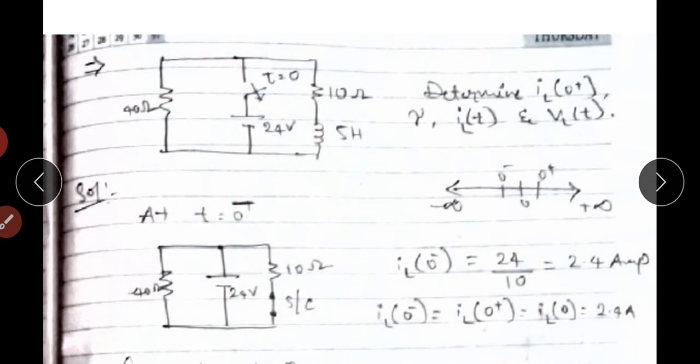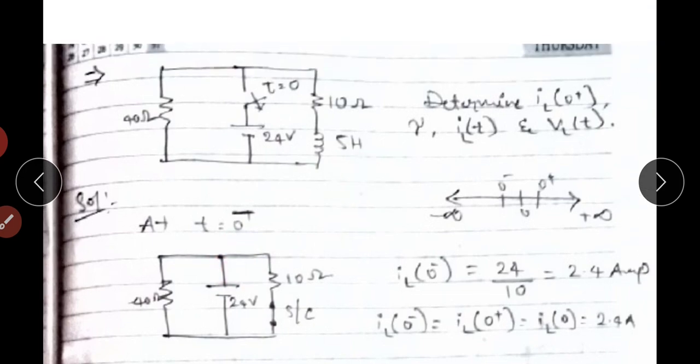So draw the t equals 0 minus circuit. At t equals 0 minus, the switch is in the closed position. Why? Because the switch opens at t equals 0, and t equals 0 minus means just before the switching operation, so the switch is closed. This is the circuit at t equals 0 minus, with the switch closed.